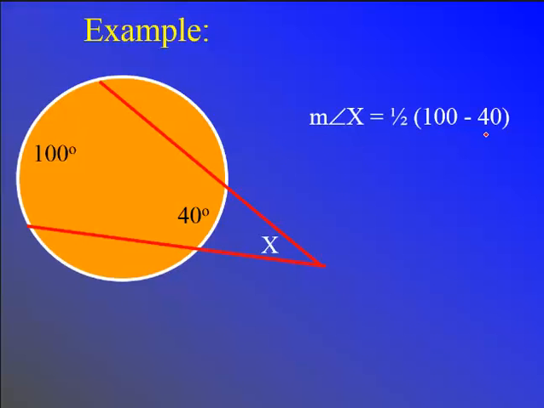So here we go. And we always want to subtract the small one from the big one. Put the big one first, because we can't have negative angle measures in these situations. So we want our answer to be positive. So 100 minus 40 is 60. We're going to take half of that, and we get 30.